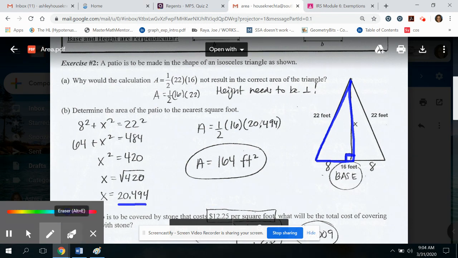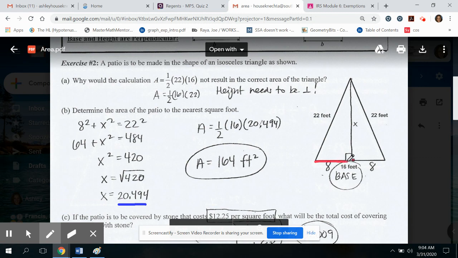I now can go through and find the area of the triangle. I want to be clear about what pieces you need to use though. A common mistake is to use that 8, but be careful, the base is this entire length of 16. So I put that in for my base. It doesn't matter which order you put these in. Again, I found the height, which is perpendicular, to be 20.494. I multiply those together and divide by 2, or multiply by half from the very beginning. Either way, when you round, it's going to be 164. And again, area is two-dimensional, so in this case it'd be feet squared.